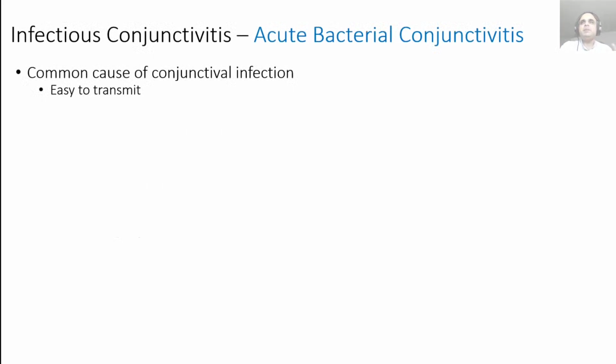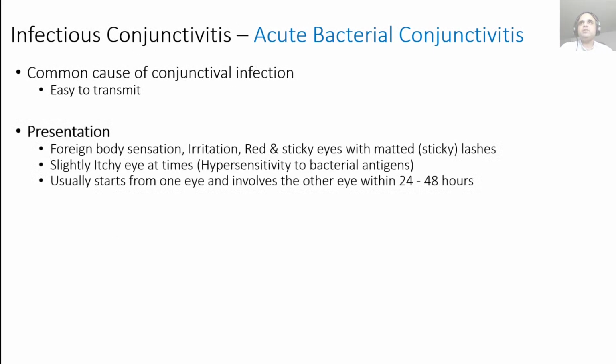Let's talk about acute bacterial conjunctivitis. Again, it's a common form of conjunctival inflammation. The usual presentation is a foreign body sensation together with irritation, redness, and eyes that are sticky, matted together. The eyes at times might also be a little itchy, and that's simply because the breakdown products of bacteria, those antigens, incite a little bit of an allergic reaction. So you also might see some papillae formation.